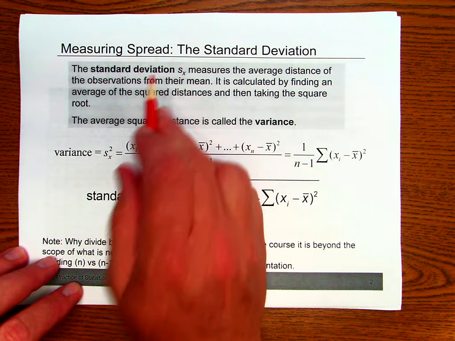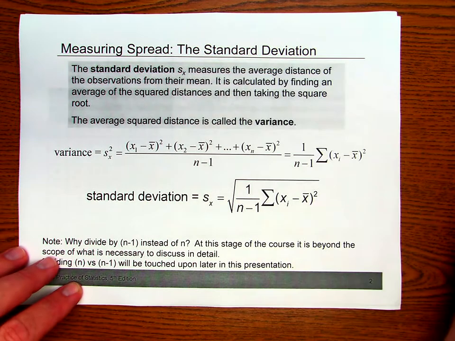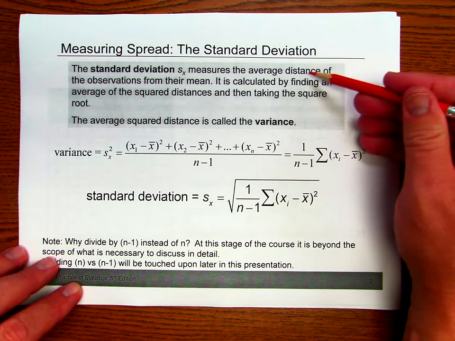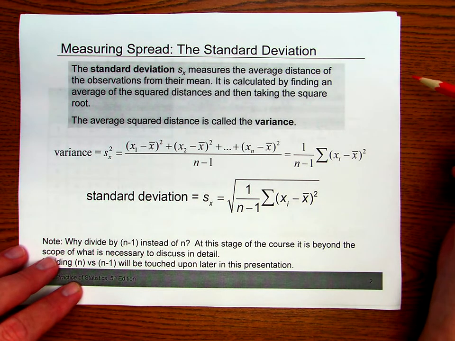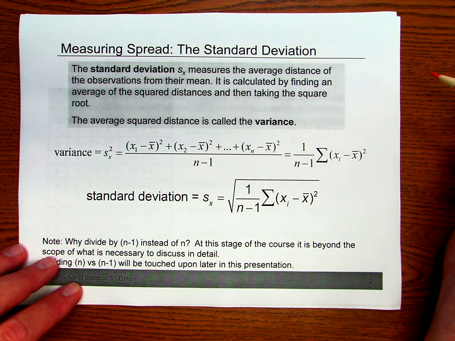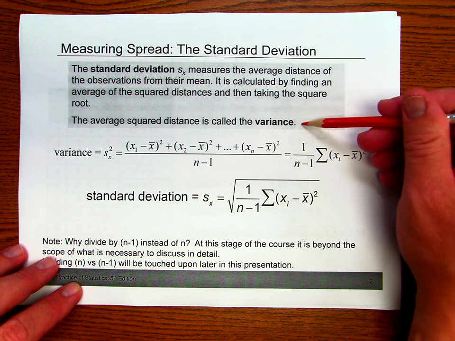The standard deviation, and the notation for this is S sub x, measures the average distance of the observations from their mean. It is calculated by finding an average of the squared distances and then taking the square root. The average squared distance is called the variance.